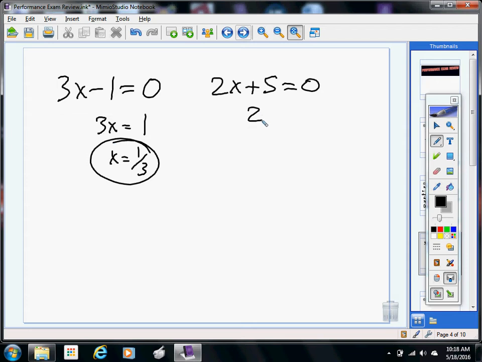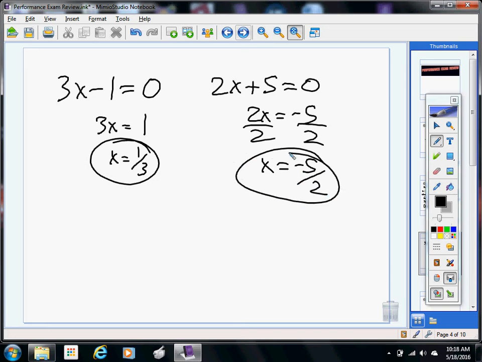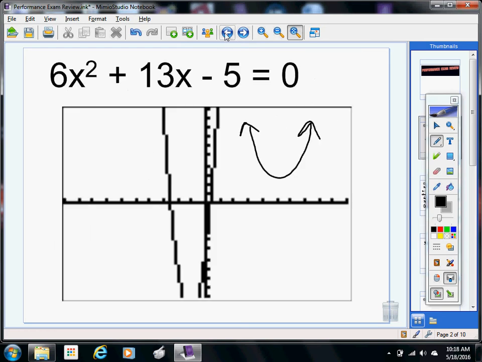2x plus 5 equals 0, 2x equals negative 5. x equals negative 5 halves. So my two answers should be negative 2 1/2 and 1/3. So let's go back to this picture right here, and let's look and see where this solution is. Well, that point right there is supposed to be negative 2.5. This point right here is supposed to be 1/3 when y is 0.